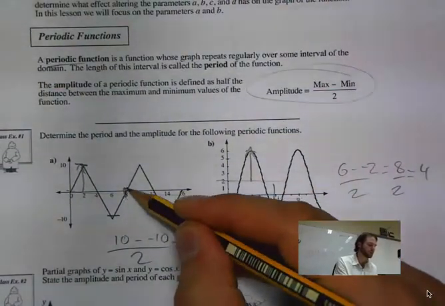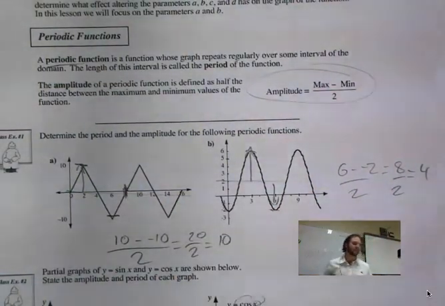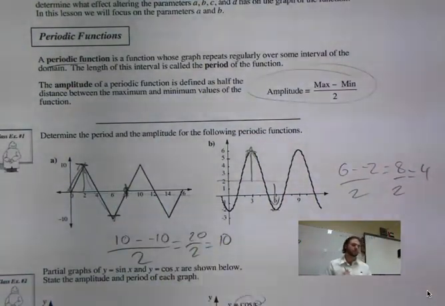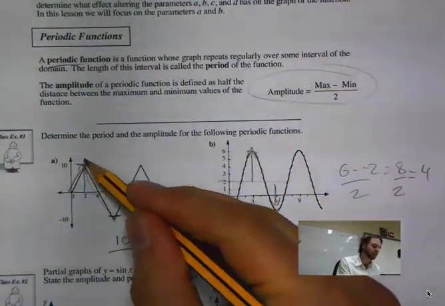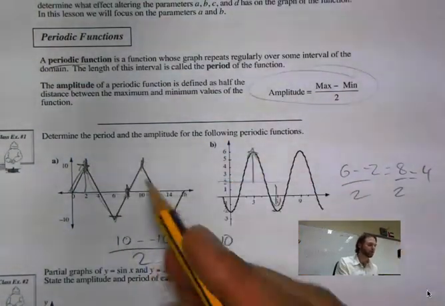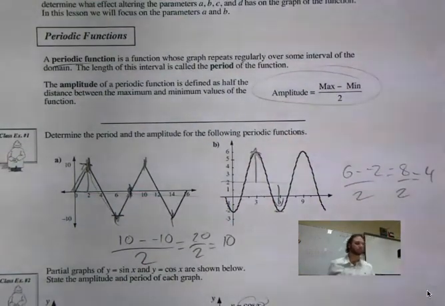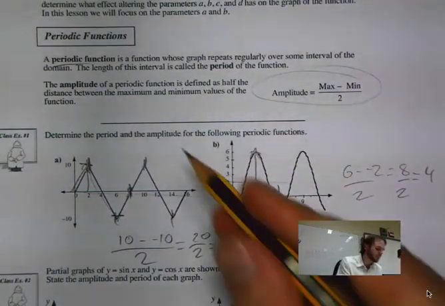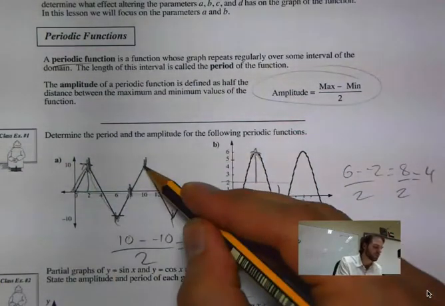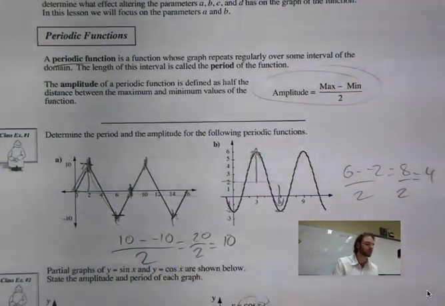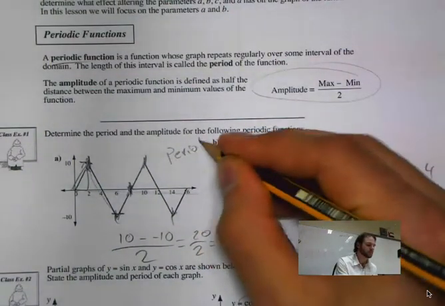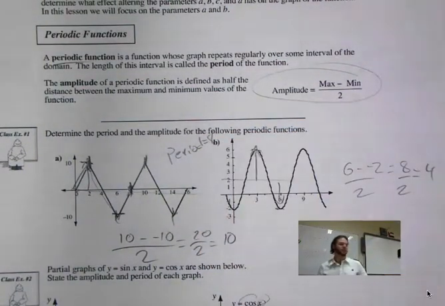For this one here, the period is from here to here. That's our period, right? Because it goes up, down, then back up. Or we could look at it from max to max, or from minimum to minimum to find my period. In either case, we have 0 to 8, which is 8, or 2 to 10, which is 8, or 6 to 14, which is 8. So the period is equal to 8.